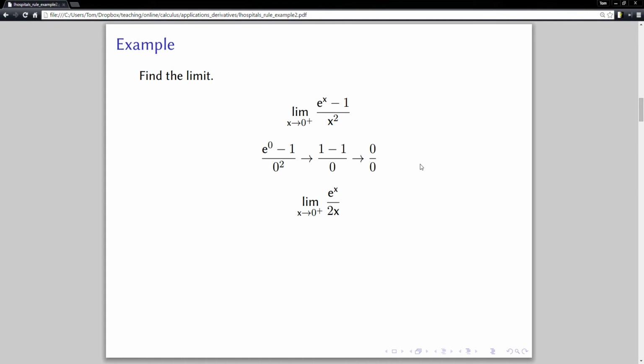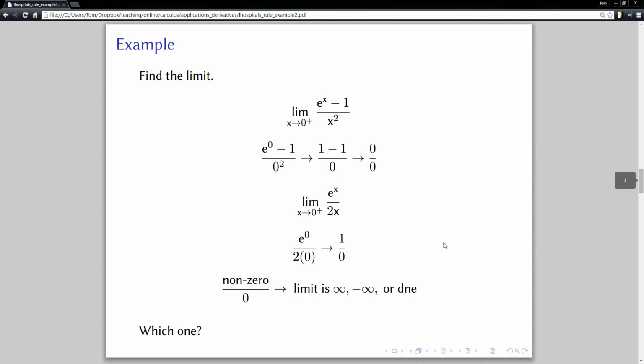Now we want to take a look at this limit and see what it comes out to be. It's the limit as x goes to 0, so we're going to plug in the 0. When we do that, on top we get a 1, and on the bottom we get a 0. That is a non-zero number over 0. That's going to tell us that the limit is going to be either infinity, negative infinity, or it does not exist. So the question is, how do we figure out which one it is?